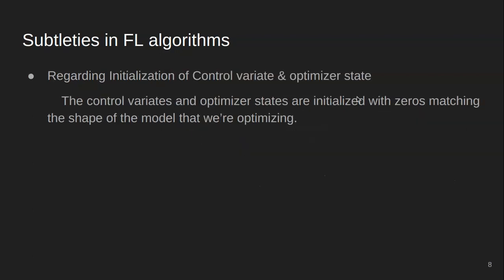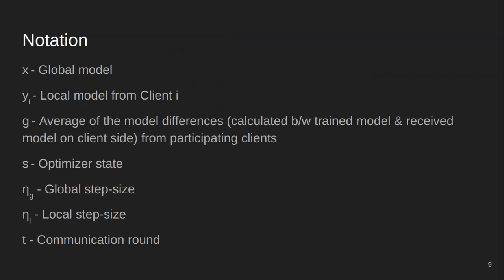Regarding initialization of control variates and optimizer state, they can be initialized with zeros, matching the shape of the model that we are optimizing. And in the notation that you can see, X is the global model, Y_i is the local model that is being trained on client i, and G is the gradient or average of the model difference.